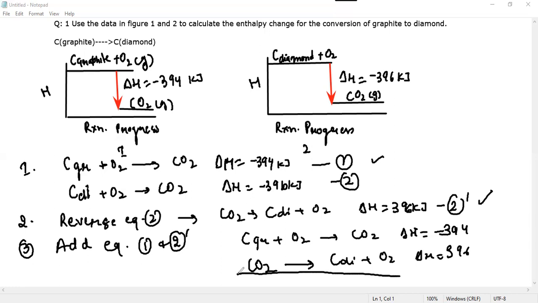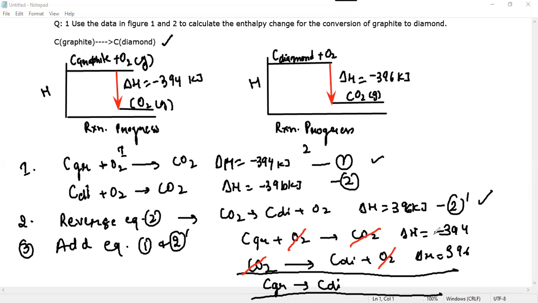When you add it, you already know what will cancel here. If you see it nicely, CO2 is on the right hand side, one CO2 is on the left hand side, so you can get rid of that. And then you also find oxygen on the left hand side and one oxygen molecule on the right hand side, so you can get rid of that as well. So what are the leftover things? I have C graphite on the left hand side and C diamond on the right hand side, right? So this is our desired equation which our question is asking.